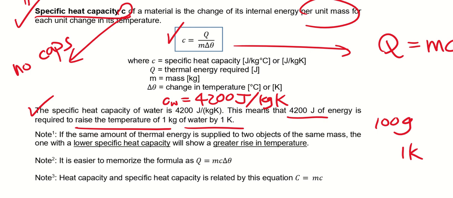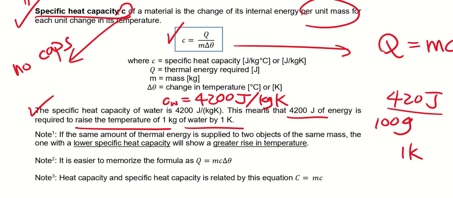1 kg to raise by 1 Kelvin, I need 4200. 100 grams to raise it up by 1 Kelvin, I need 420. Get it? Then it makes sense. You go back, you cook your Maggi noodle, 100 grams of water. How much energy do you need? Only 420 joules. But if you are cooking for everybody, 1 kg of water, how much energy do you need?